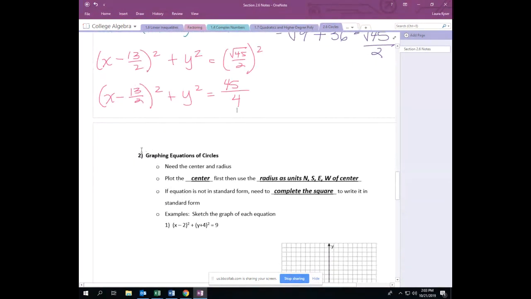So we're going to pause here and I'm going to make a second video where I talk about graphing. Graphing equations is the last part of this. So we'll talk about graphing circles when we're given standard form and how to create standard form when we don't have it. So just give me a few minutes and I'll make a second video to cover that, and then we'll be all set for section 2.6. So just sit tight.